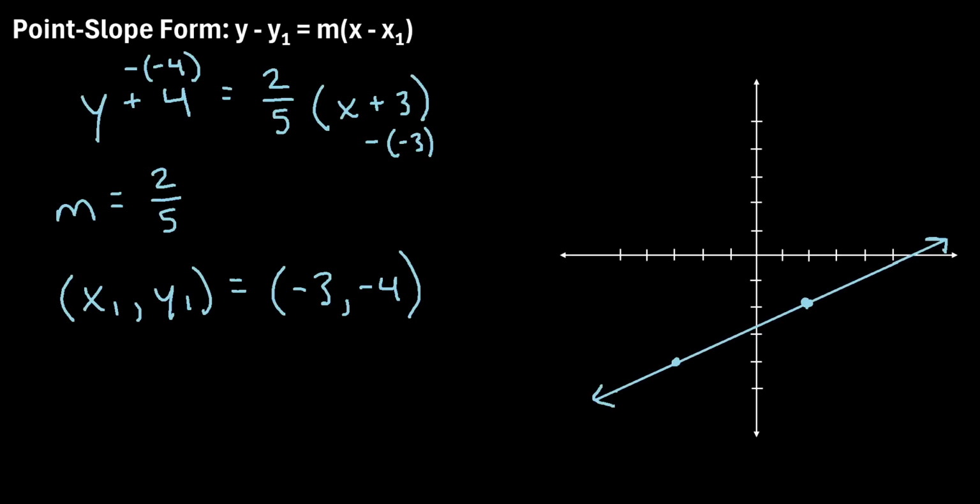So this is the line represented by our equation. So those were just a couple examples of how to graph a line in point slope form.